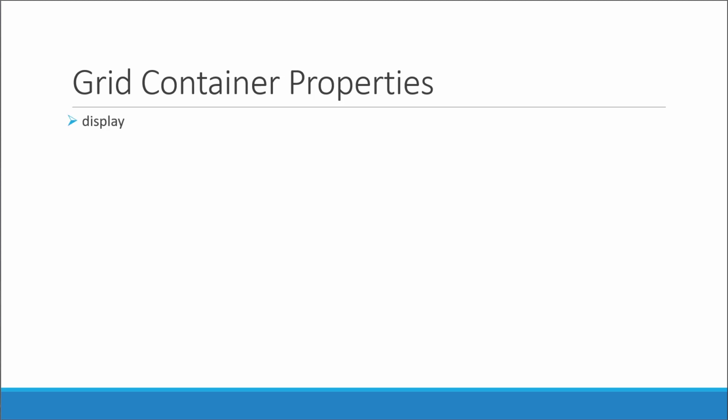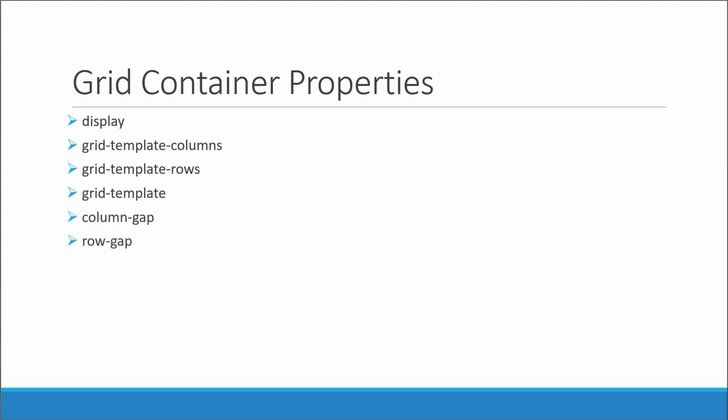First, we have the display property. This is what defines a grid container and is mandatory to work with CSS Grid. Next, we have the grid template column and row properties to set the number of columns and rows in the grid. We then have column and row gap properties to set the gap between columns and rows.